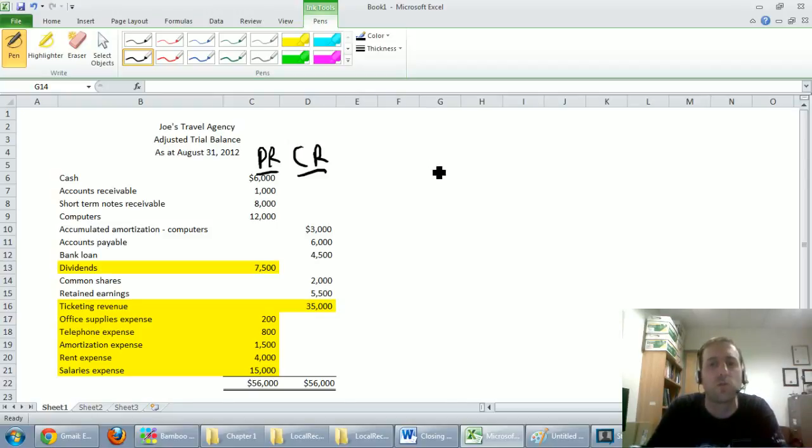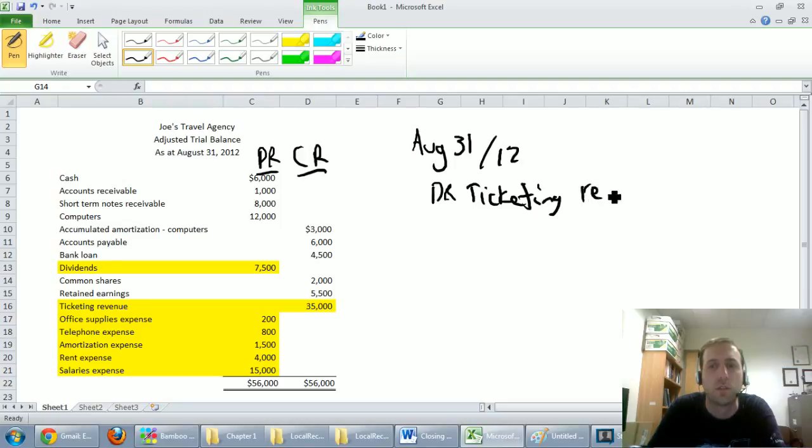Well, a closing journal entry is kind of like opposite day. We just break all the rules. So I know I never debit revenues, but if I want to make a revenue zero, I got to debit it. So let's debit ticketing revenue. Oh, and I got to date it, and the date will be the last day of the year. It's the last journal entry of the year, August 31st, 2012, and I'm going to debit ticketing revenue for $35,000. Okay, so I've made my ticketing revenue go to zero.